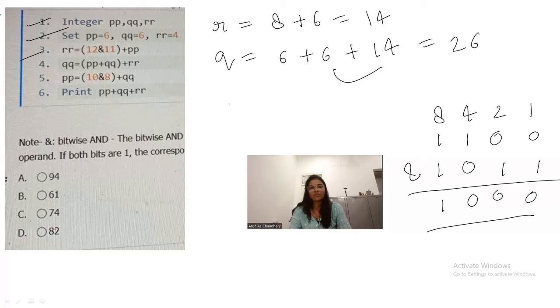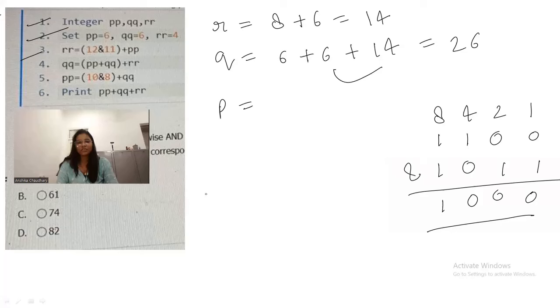All right. Now from here, P value will be updated to 10 and 8. So let's find out the AND of these. So 10 will become 1010, and 8 will become 1000. So let's find out the AND.